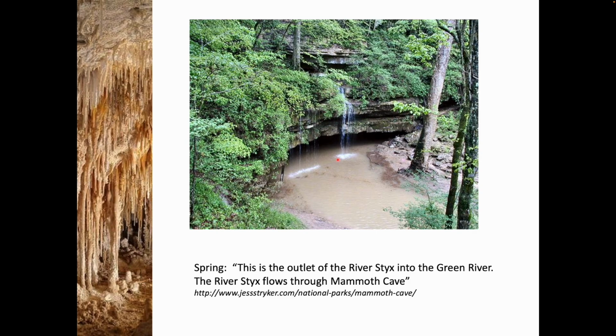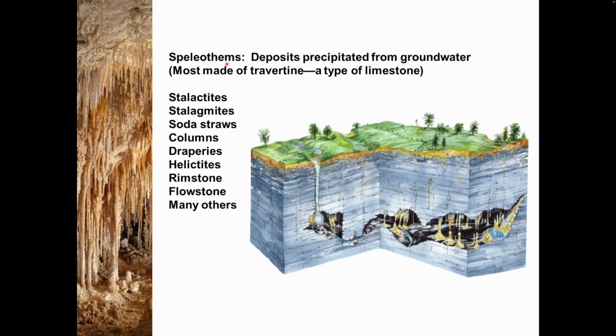So now we're going to talk about cave formations called speleothems. These are deposits precipitated from groundwater. Most of them are made of a thing called travertine, which is a type of chemical limestone. It's deposited by calcite precipitating directly out of groundwater. Some examples of speleothems are stalactites, stalagmites, soda straws, columns, draperies, helictites, rimstone, flowstone, and many other highly specific formations that we find in caves, formed by dripping or slowly flowing groundwater.